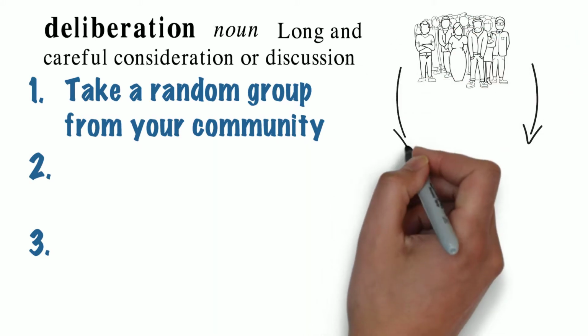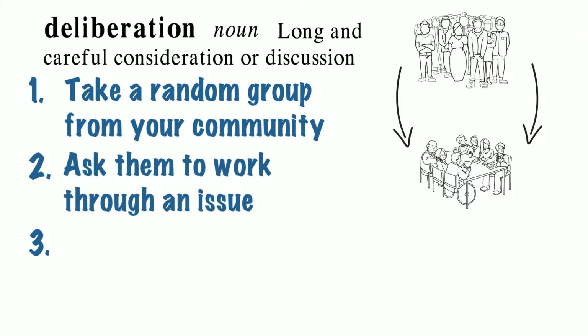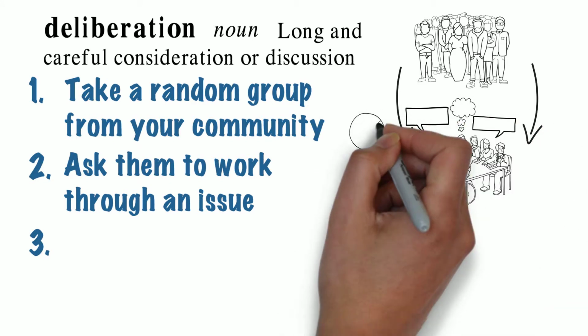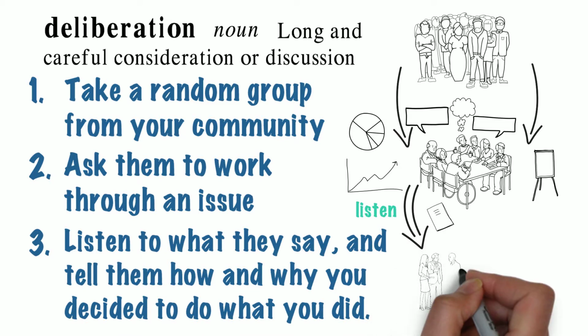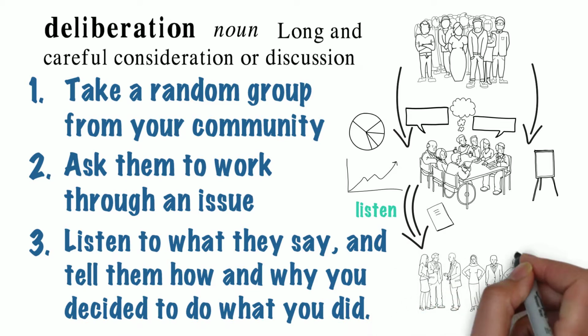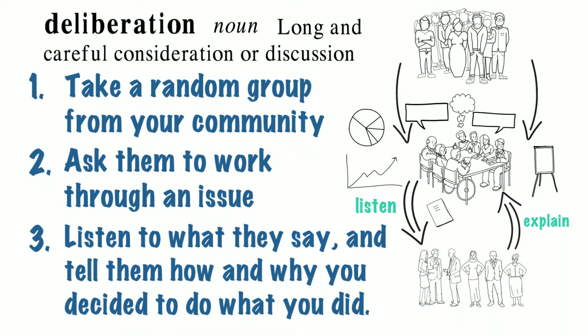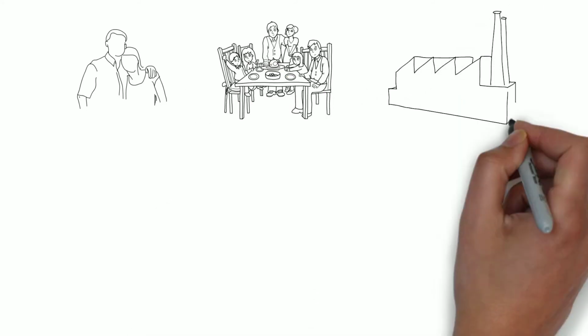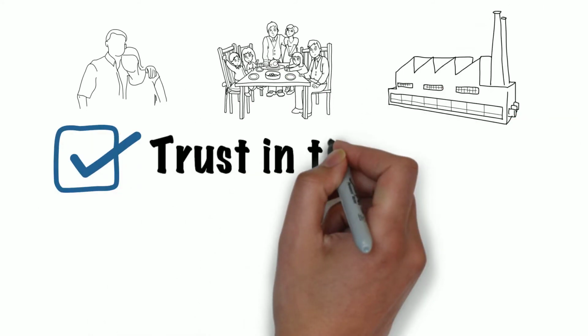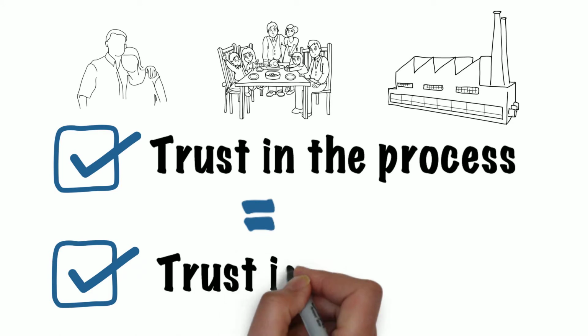Firstly, you take a random group from your community. Then you ask them to work carefully and thoroughly through an issue. And finally, you listen to what they say and tell them how and why you decided to do what you did. And although you may not get to speak to every single member of the community, if you speak to their friends, family and work colleagues, research shows that they will trust the process and trust the final decision.